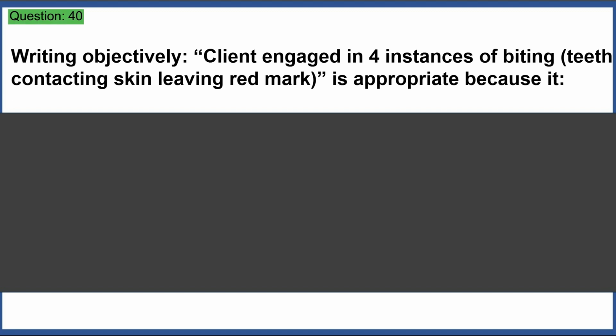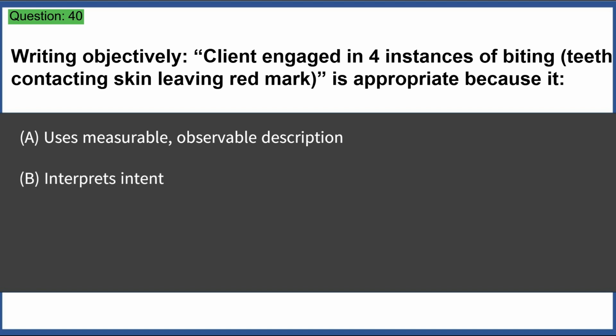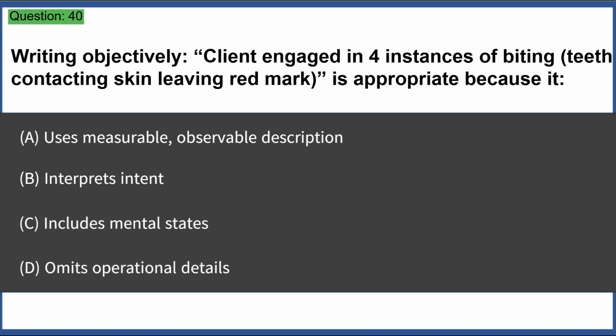Writing objectively, "Klein engaged in 4 instances of biting, teeth contacting skin leaving red mark," is appropriate because it A. Uses measurable, observable description. B. Interprets intent. C. Includes mental states. D. Omits operational details. Answer A. Objective and measurable.